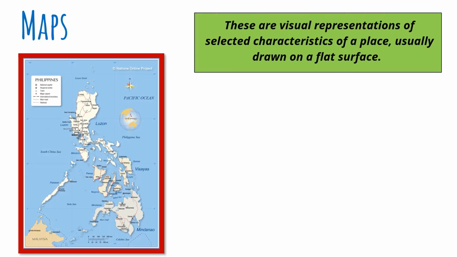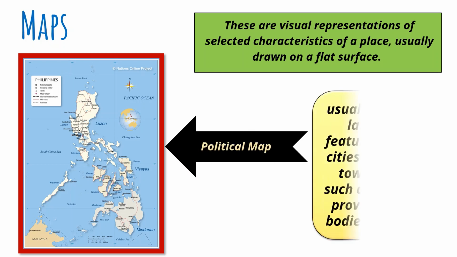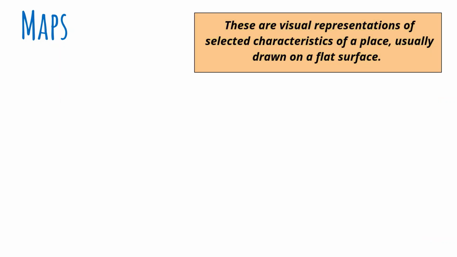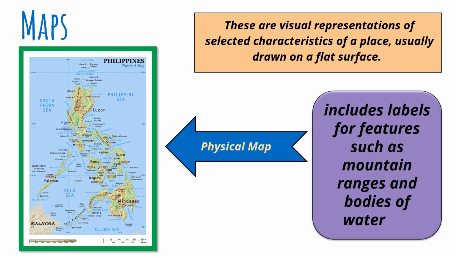The second one are maps. These are visual representations of selected characteristics of a place, usually drawn on a flat surface. This map is an example of a political map. This is usually including labels for features such as cities and major towns, units such as states or provinces, and bodies of water. The next type of a map is known as a physical map. It includes labels for features such as mountain ranges and bodies of water.